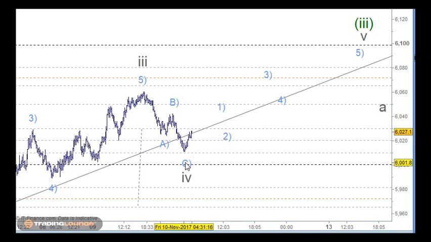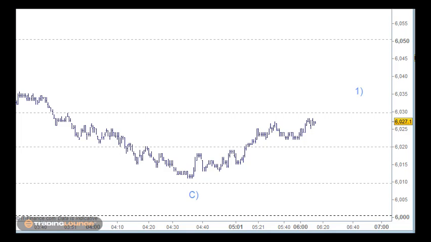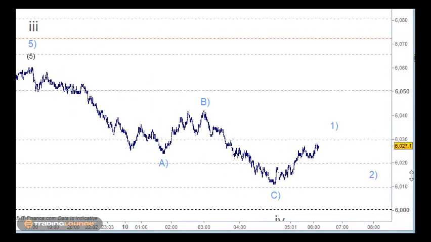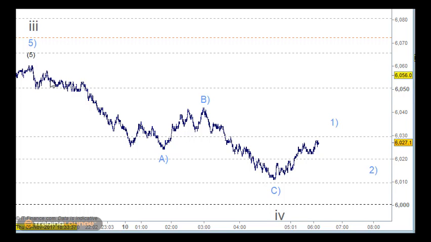I've just got it as an ABC here, and as you'll see on 10 ticks here, it does count quite nicely as an ABC correction here. So we've got this beautiful structure down here. It's 5 waves, and the A, the B and the C, and then another one down here.